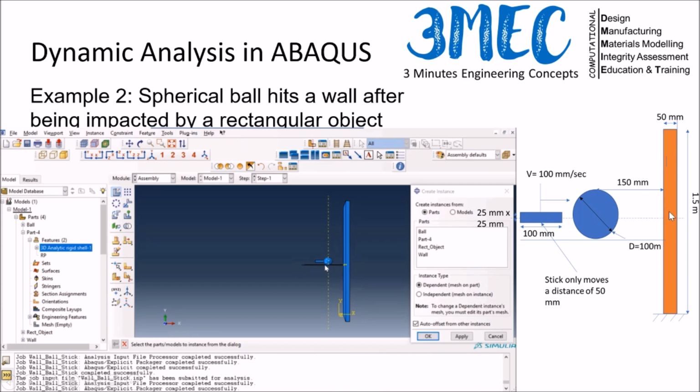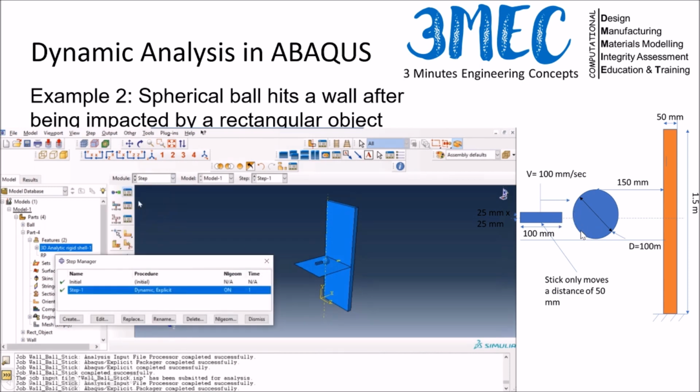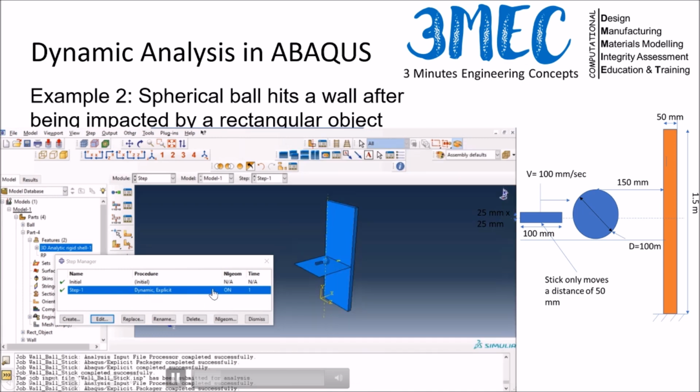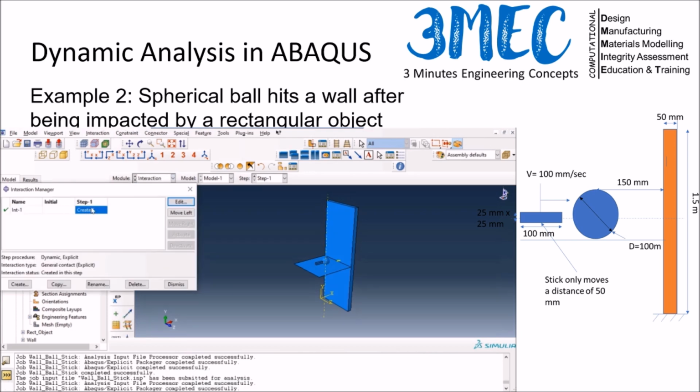So this ball is at a distance of 150 millimeters, while this stick can be at any distance. I have tried to keep a minimum distance so that I don't have to solve it for a longer time. Again, I'm just solving it for 1 second in this case for a step in the step module, and it's a dynamic explicit step. As you can see, my nonlinear geometry option is on. I always do that just to avoid any kind of convergence issues if there is a large deformation.